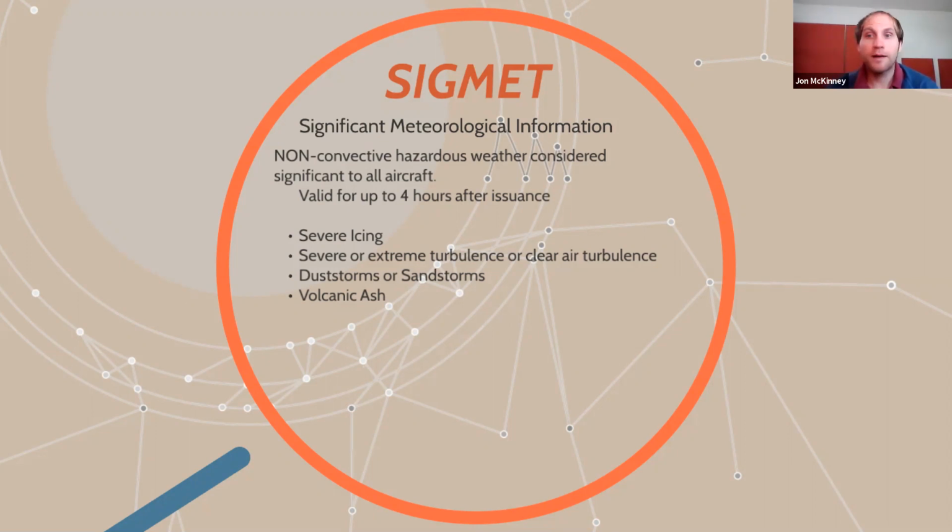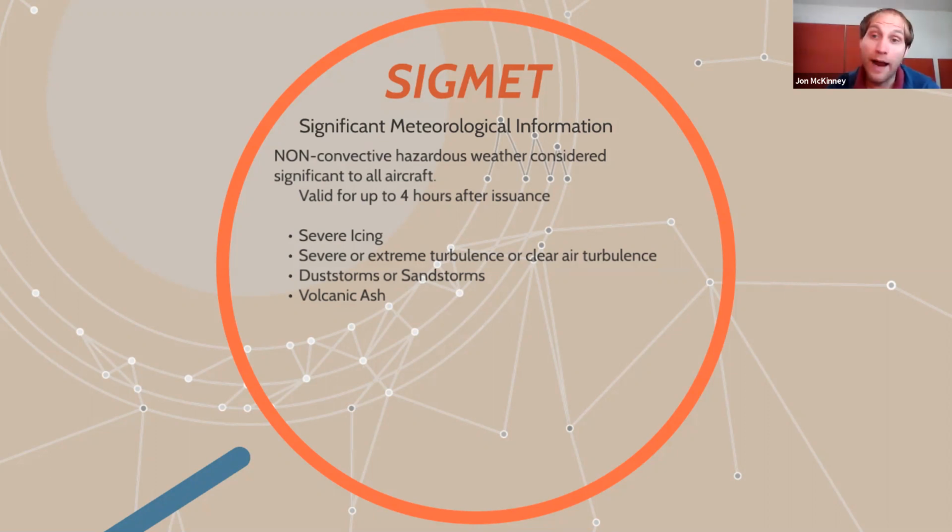Which brings us to our next weather product, which is SigMet. SigMet, significant meteorological information. So you see the word SIG, you see the S at the beginning, think more severe. So remember, AirMet started with A, it's for all aircraft. Well, now we're getting into SigMet, there's an S, it's more severe. Significant meteorological information. Non-convective hazardous weather considered significant to all aircraft.